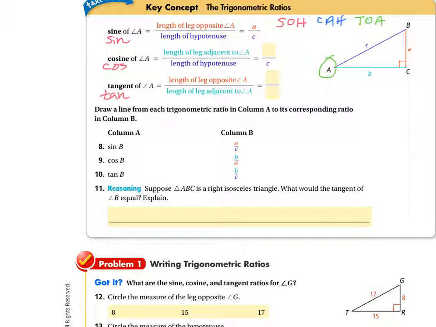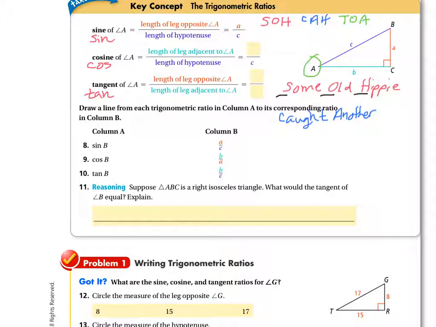All right, so how do we remember SOH CAH TOA? Write this down. Let's see. Some old hippie. So there's your S-O-H, right? There's your S, your O, and your H. Some old hippie caught another hippie. You're going to love the last part. C-A-H. So there's your C-A-H. Some old hippie caught another hippie.